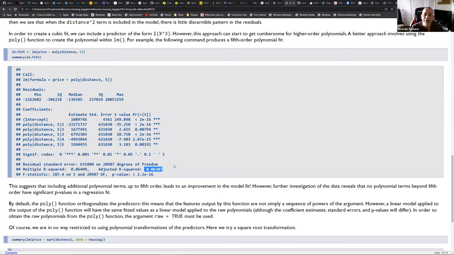So that's the conclusion that we can derive from here: that definitely distance and price have a non-linear component that is affecting the linear assumption, okay?